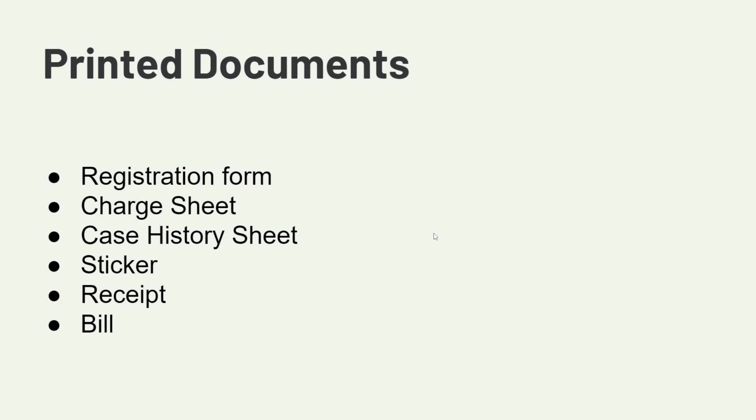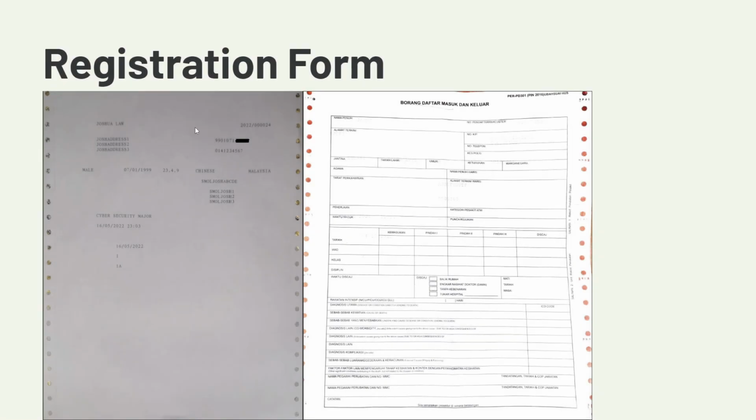We have the registration forms, the charge sheet, the case history sheet, the sticker, the receipt, and the bills. So this is the registration form. I fixed the positioning to fit every single spot. So right now you can see that the name is here, the RN should be here, and then the address is here, the IC, the telephone numbers, and the others are also on point.